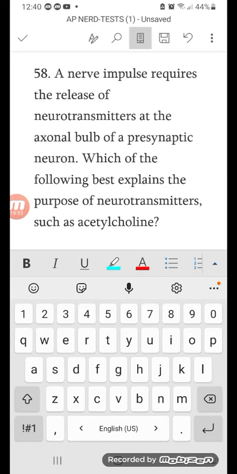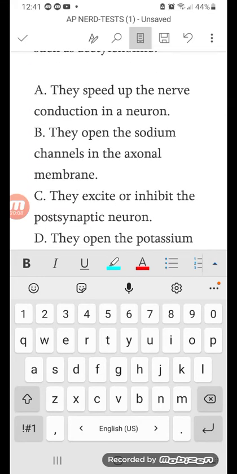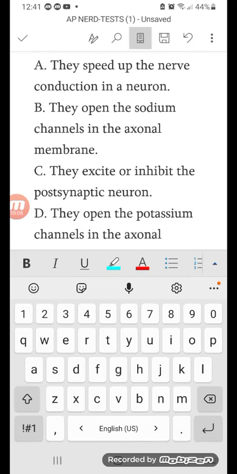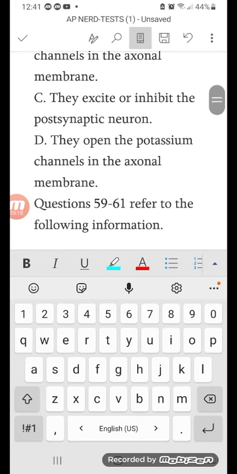Nerve impulse requires the release of neurotransmitter at the axon terminal of a presynaptic neuron. Which of the following best explains the purpose of neurotransmitters such as acetylcholine? They speed up the nerve conduction. No, what speeds up nerve conduction is the myelin sheath wrapping the axon. They open the sodium channels in the axon. They don't open them. That happens after. They excite or inhibit the postsynaptic neurons. Yeah, that's true. So they excite.